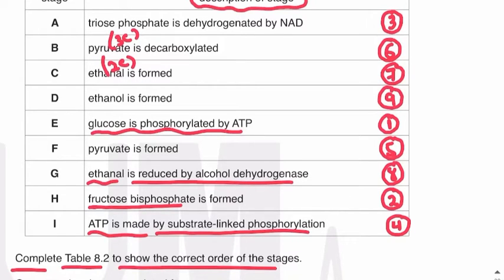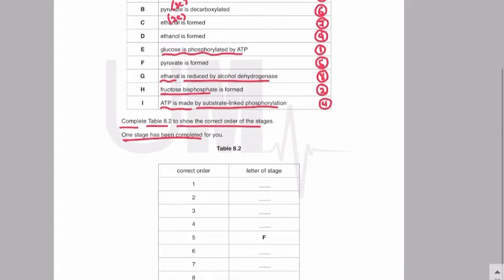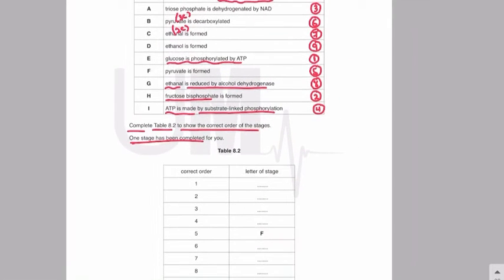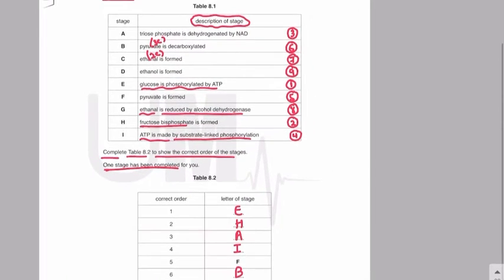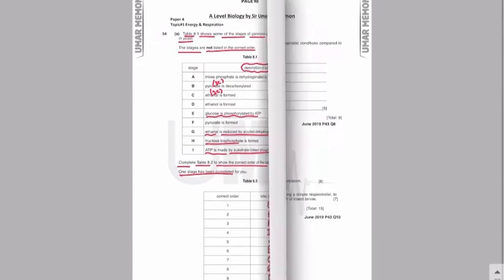So guys, these are the stages in the correct order. Let's put them in the table. The first stage is E, and the second stage is H. The third stage is A. The fourth stage is I. The fifth stage is F, which is already written. The sixth stage is B. The seventh stage is C. The eighth stage is G. And the ninth stage is D. So we have placed the stages in the correct order. Let's move on to the next part.